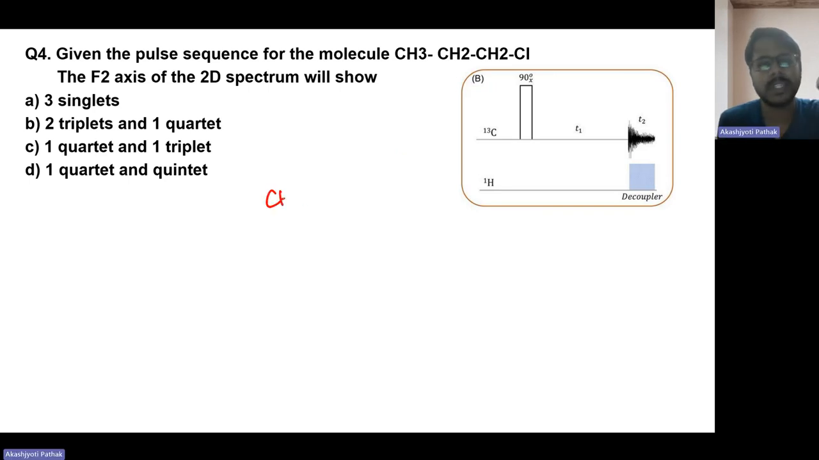So CH3, CH2Cl. So how do we decide the number of peaks we will get? The proton is decoupled over here in this pulse sequence, you see. So there is a decoupler, which means that this proton is decoupled, and then you have to determine the peaks that you will get in the two axes. Okay.